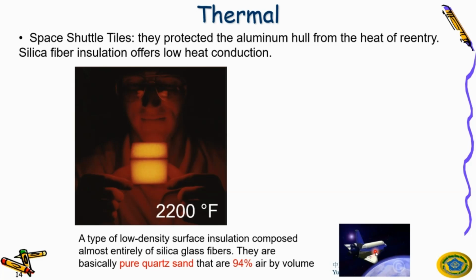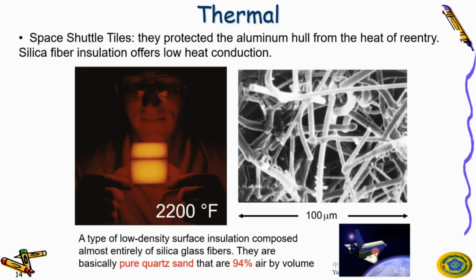Okay, so this is a very important material. When we use a microscope to take a look at the structure, it looks like this. It's a lot of fibers made of silicon dioxide, and low density. This is a low density surface insulation composed almost entirely of silicon glass fiber. What does that mean, silicon glass fiber? This is silicon glass fiber. This is made of SiO2. And this is in nanoscale, very, very fine fibers. And they put it together to become like this.